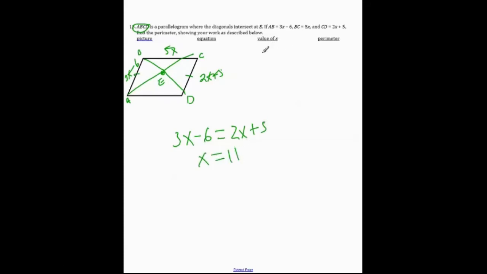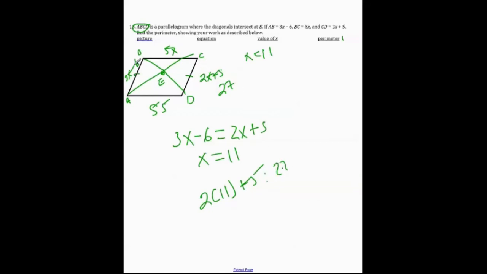And I'm going to plug that in. So x is equal to 11 right here. Because we want to find the perimeter. The perimeter is all these things added up. So this side is going to be 5 times 11, which is 55. And this side is going to be 2x plus 5, so that's 22 plus 5. Good grief, I can't even add, which is 27, right? 2 times 11 plus 5 is 22 plus 5, which is equal to 27.